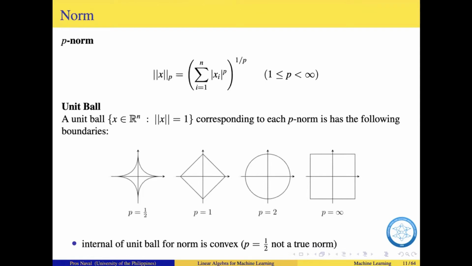Let's talk about the P norm. The P norm generalizes all the norms that we have talked about in the previous slide. The L1, L2, and L infinity norms that we have discussed are actually derivable from the P norm. So you just set P to 1, you have the L1 norm. P to 2, you have the L2 norm. And the L infinity is just P equal to infinity.